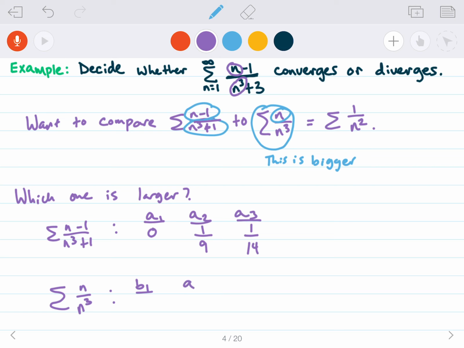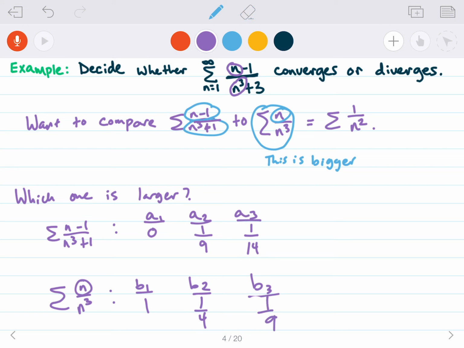And I'm not saying that this is... let's just look at this. So just to show you guys, when we plug in 1 here for n, we get 1 over 1, which is 1. When we plug in 2, we get 2 over 8, which is a fourth. When we plug in 3, we get 3 over 27, which is a ninth. So that's what we can see here.